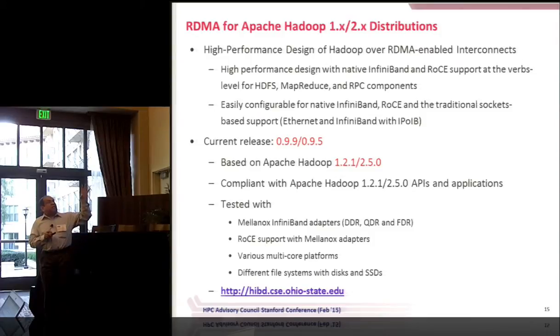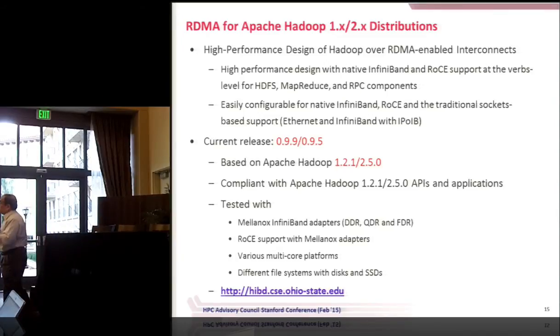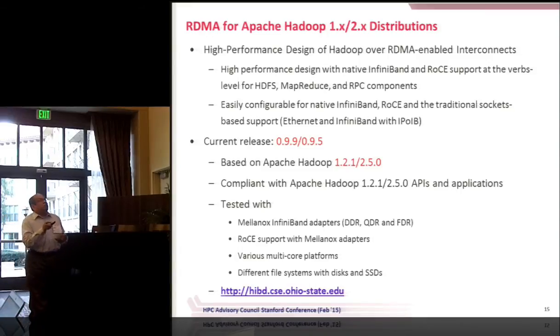So just to see, let's say, think of just the RDMA for Apache Hadoop distribution. We have both for 1.x and 2.x. And the 2.x is based on 2.5.0. And in another 2 to 3 weeks, we are trying to push out the version for 2.6.0, which is the latest version in Apache Hadoop. So what this does is that internally it has RDMA-enabled designs for HDFS, MapReduce, and RPC, and they have been all integrated together. Okay?